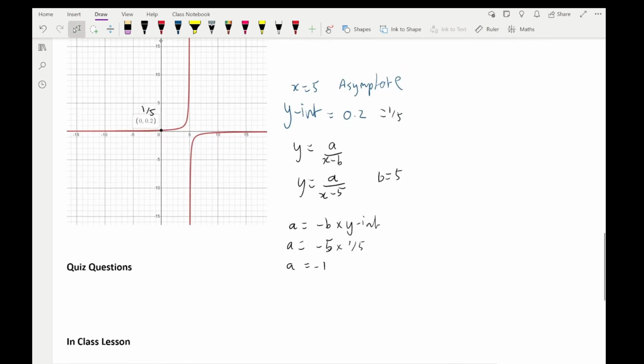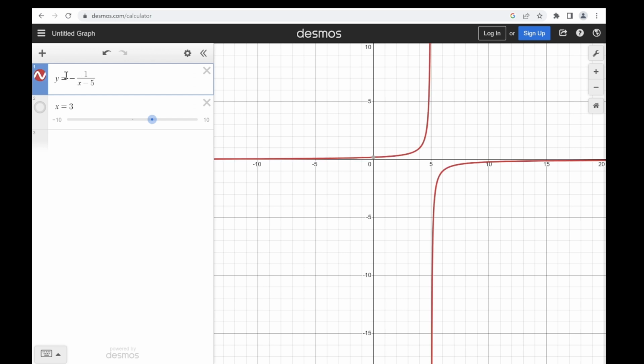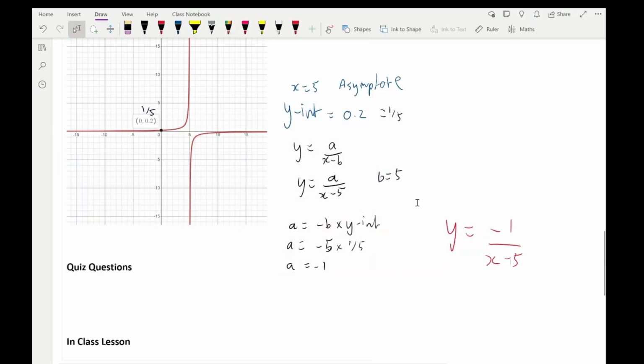So our final equation is going to look like this. y equals -1 over x take 5. Let's see if we can get that going in our Desmos. Cool. So we got the y-intercept we wanted, and then we've got that asymptote of 5. So the main thing to be careful of in this topic is just your pluses and minuses, making sure you get those right.